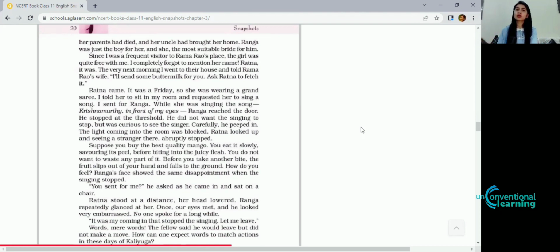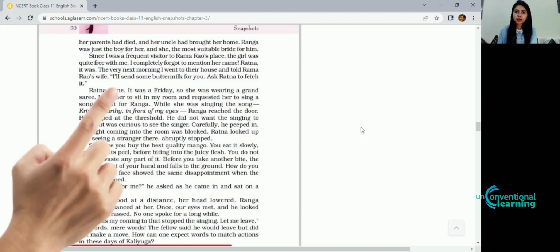He tells Rama Rao's wife that आप एक काम कीजिएगा, रत्ना को मेरे घर भेज दीजिएगा Friday को, buttermilk हम कुछ भेज देंगे आपके लिए. See that line? I'll send some buttermilk to you. Ask Ratna to fetch it. Fetch it means go and get it. So he's saying आप रत्ना को भेज दीजिएगा, हम आपके लिए कुछ buttermilk भेज देंगे.